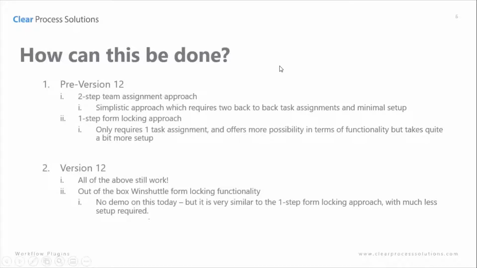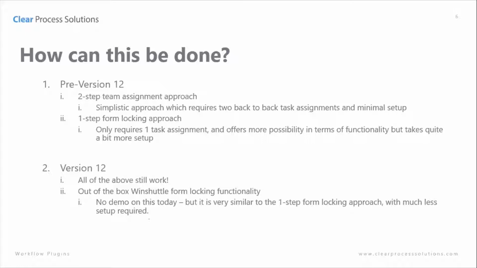So how can this be done? There's a few methods that you can use. 2 of the methods we'll be going over are available across all versions of Winshuttle Composer, but one of the methods I'll be going over is only available in version 12. And I have a demo for the pre-version 12 pieces of functionality, but not the version 12 because we're going to be working in version 11 today. But I'll give you a brief overview of kind of what the version 12 version is like.